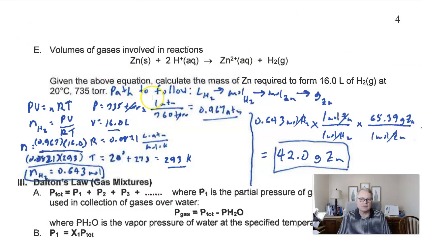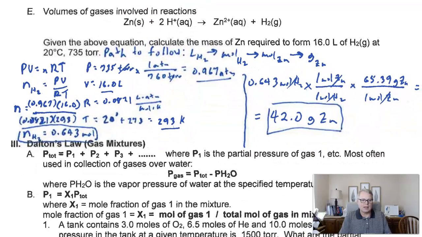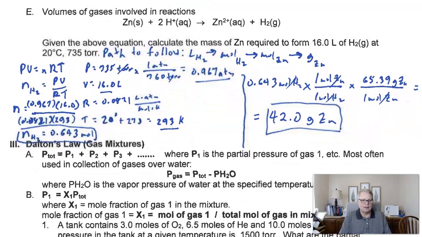Let's talk about volumes of gases involved in reactions. Remember Chapter 3 and Chapter 4? Remember all that stoichiometry you did? Remember all that fun stuff? And I said you really need to know how to do stoichiometry, because it turns out that pretty much every chapter has its own little version of Chapter 3 and 4, the stoichiometry stuff. Well, Chapter 9 is no exception. Here it is right here. Volumes of gases involved in reactions.